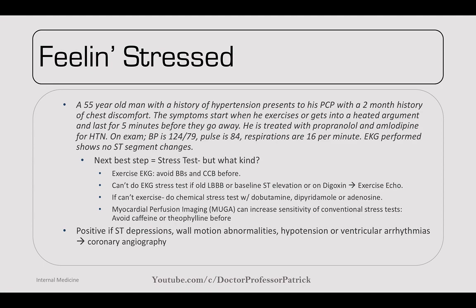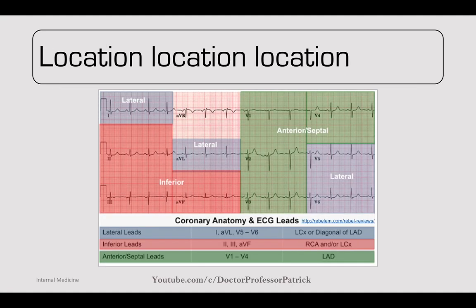And before you would do one of these, you would want to avoid caffeine or theophylline. So these are going to be more radioactive scans where they can tell based on uptake of a radioactive substance where there is decreased perfusion in the heart. So with any of these measures, if you're going to see ST segment depressions, wall motion abnormalities, hypotension, or ventricular arrhythmias, these are all positive findings, and you would move on to coronary angiography and perform the workup just as you would for NSTEMI or unstable angina.